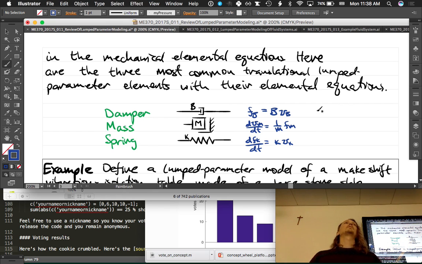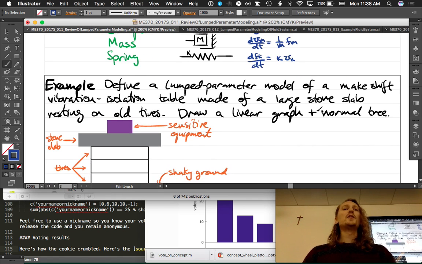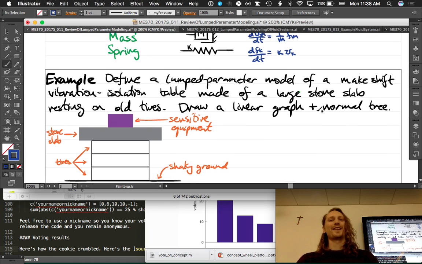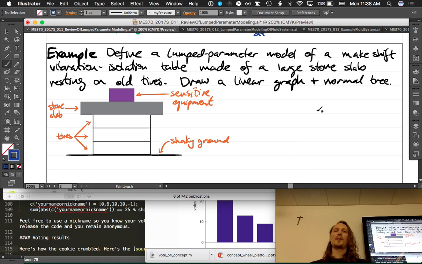So we do a very similar thing with these mechanical systems. Let's do a simple example. Define a lumped parameter model of a makeshift vibration isolation table made of a large stone slab resting on old tires. Because why not? This is actually not a bad way to give yourself a sort of DIY vibration isolation table. A big, heavy slab of something on top of tires isn't bad.